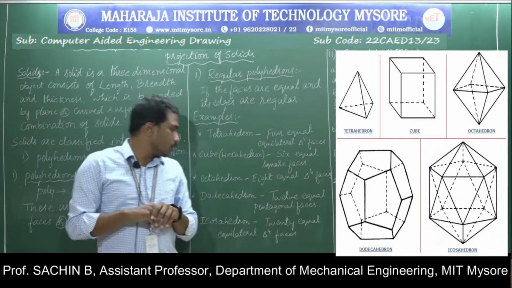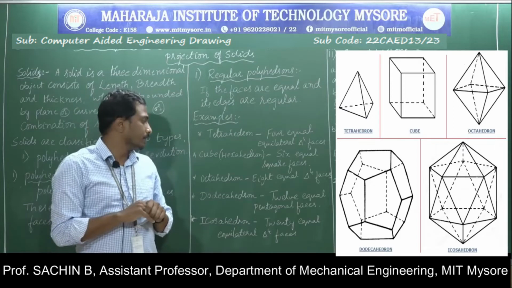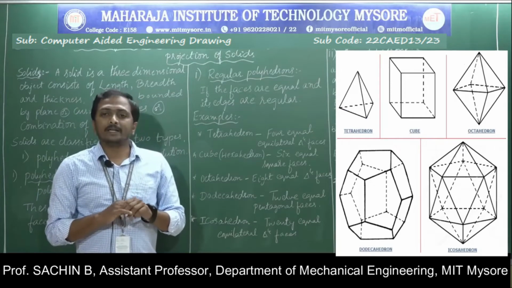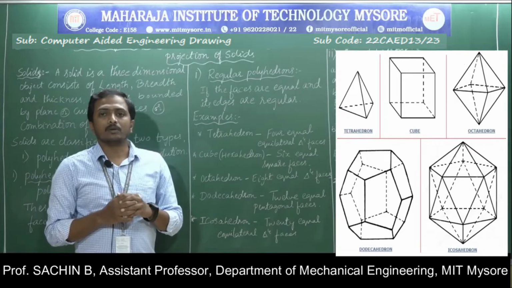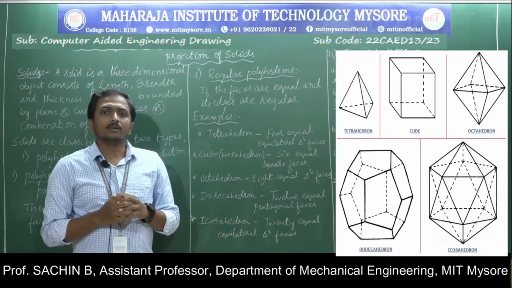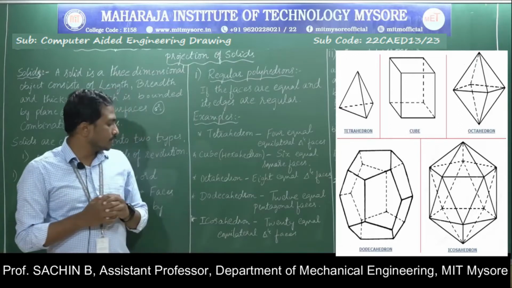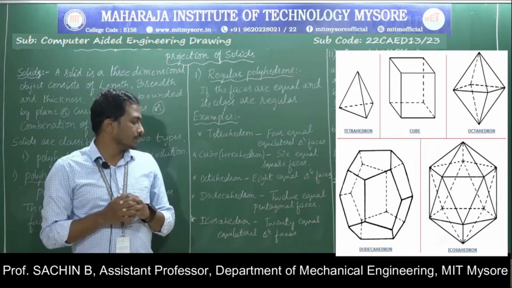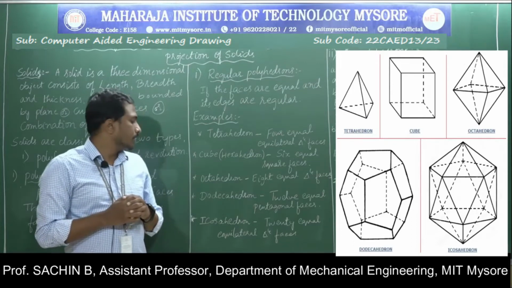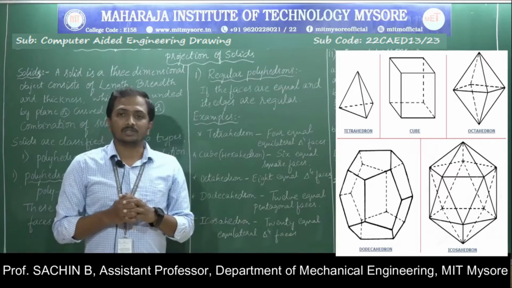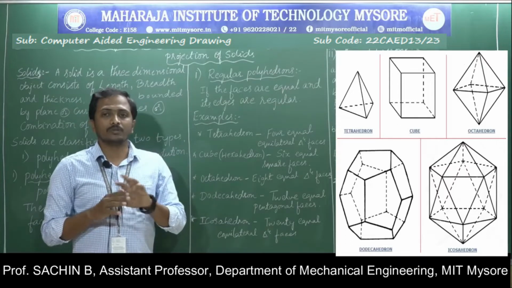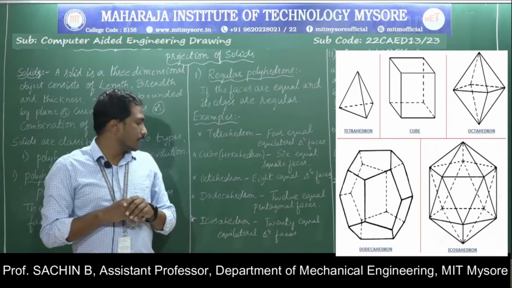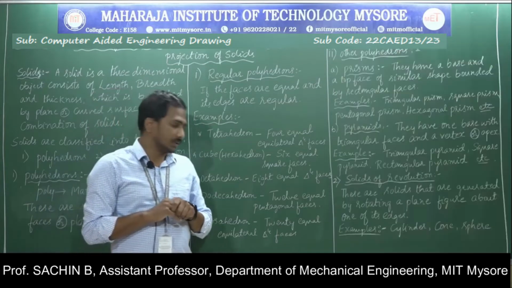Next, the dodecahedron has 12 equal pentagonal faces. The last one, the icosahedron, is a solid which consists of 20 equilateral triangular faces. Means 20 faces are present, and those 20 faces are regular, equilateral triangular faces.